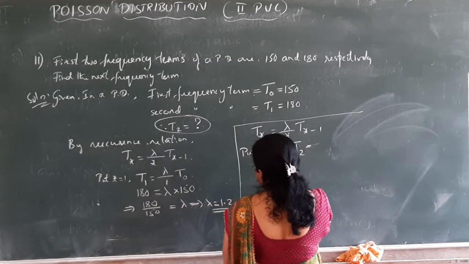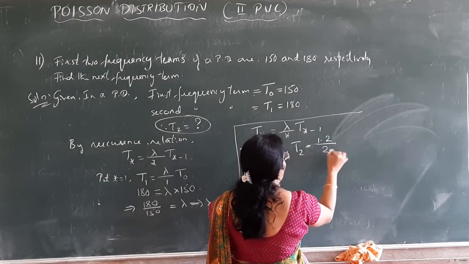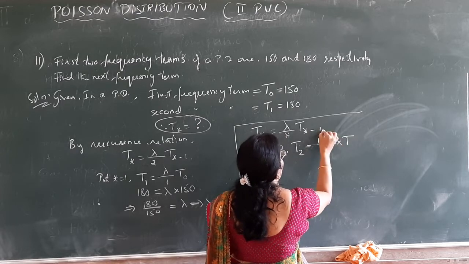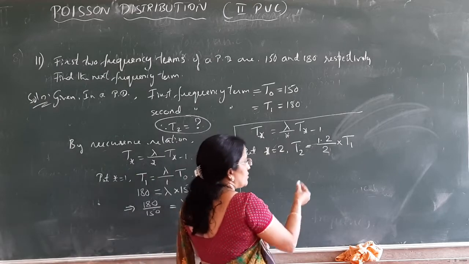Lambda we just calculated, it is 1.2 divided by x. X is T2 minus 1. 2 minus 1 is 1. Right? Do you follow this?